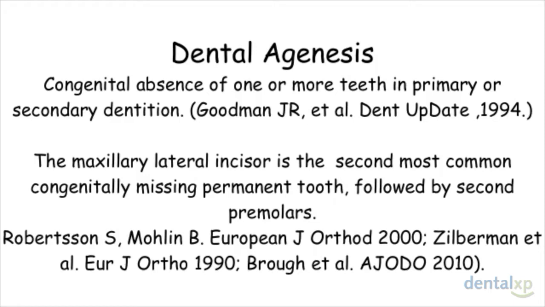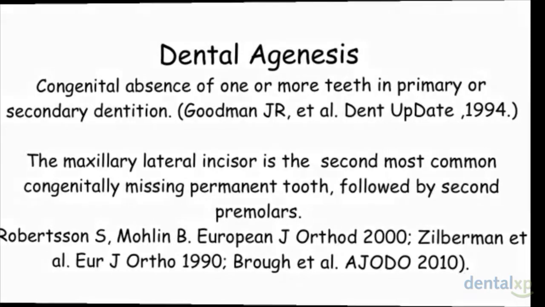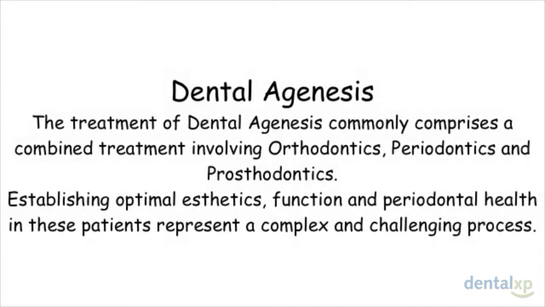Let's begin by defining what is dental agenesis. Dental agenesis is a congenital absence of one or more teeth in the primary or secondary dentition. According to several authors, the maxillary lateral incisor is the second most common congenitally missing permanent tooth. The treatment of dental agenesis commonly comprises a combined treatment involving orthodontics, periodontics, and prosthodontics. Establishing optimal aesthetics, function, and periodontal health in this type of patients represents a complex and challenging process.